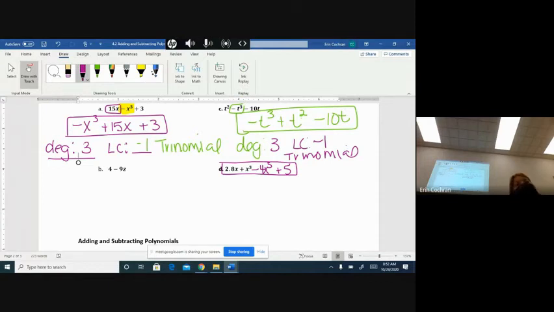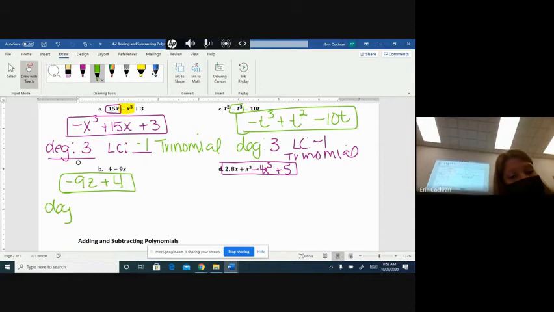So what would be my standard form for B? Negative 9z plus 4, good. So that's standard form. What's my degree? 1, perfect. What is my leading coefficient? Negative 9. And what type of polynomial do we have? We have a binomial, perfect.